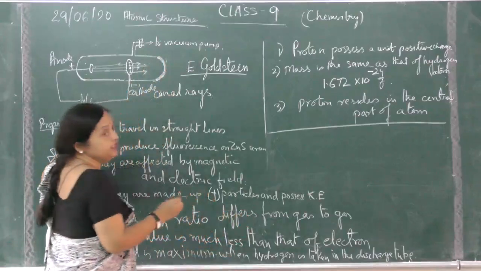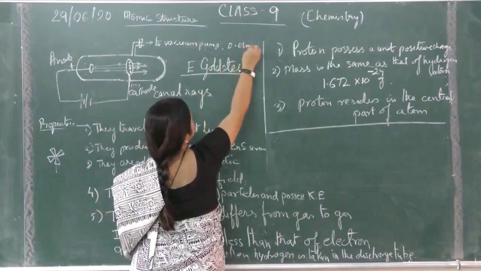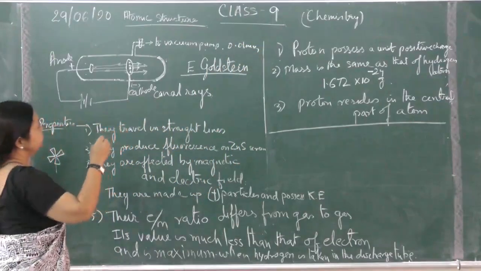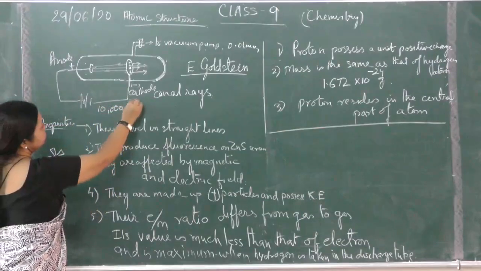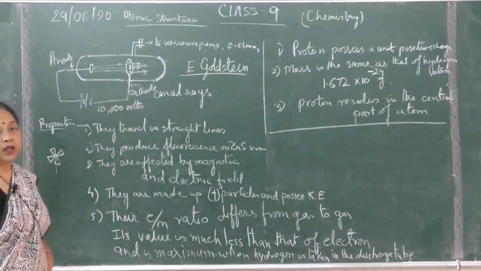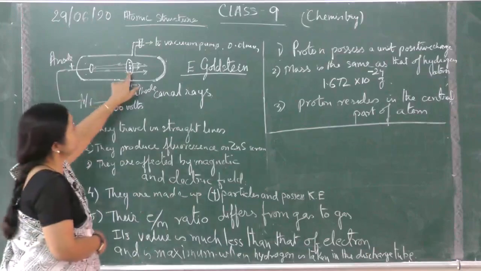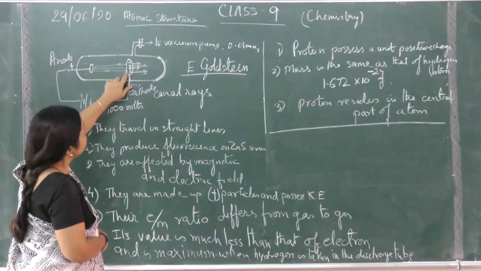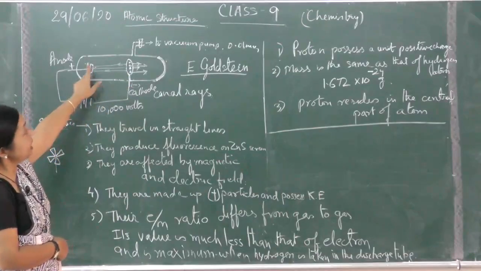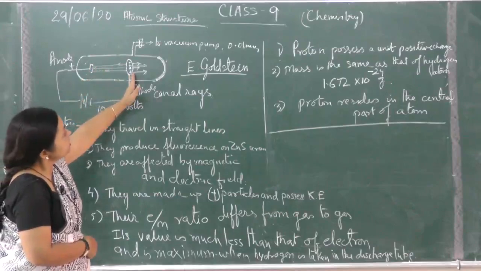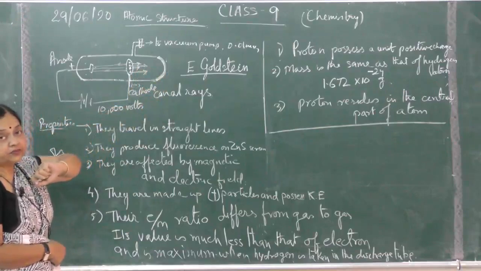The pressure and the voltage were the same. The pressure was 0.01 mm of mercury, and the voltage over here was 10,000 volts. Okay. Now after that he found that from the cathode, rays were moving towards the anode as usual, as found by Thomson, but along with that there is another opposite stream which is moving in the other direction.